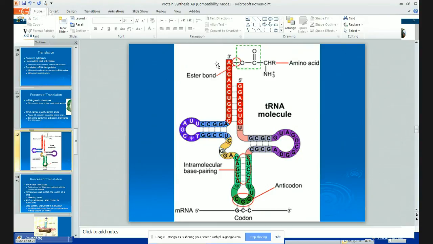The amino acid is held onto your transfer RNA molecule by an ester bond here. Once these connect, they are able to connect to the other amino acid that's right before it via a peptide bond, and then that ester bond is broken, and the transfer RNA molecule will leave. I think I've got more pictures, though, back to here in just a moment.